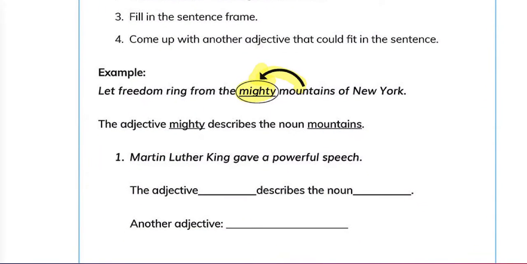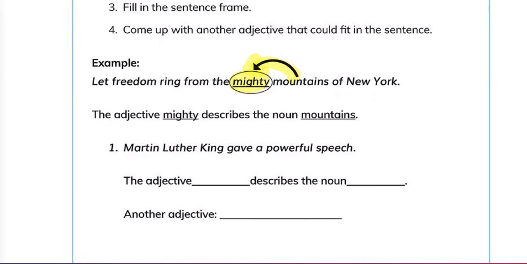So let's look at the example and let's finish filling it out together here. Okay, so we have the adjective mighty describes the noun mountain. So it doesn't give us a spot to write another word, but we could write huge instead. Let freedom ring from the huge mountains of New York. Or let freedom ring from the gigantic mountains of New York. Those words would work as well. They are also adjectives. Mighty does sound a little stronger though.